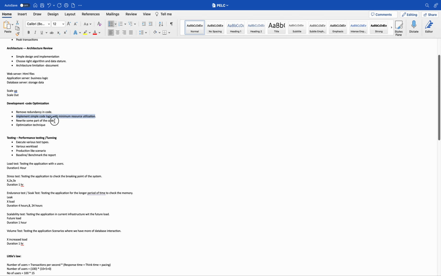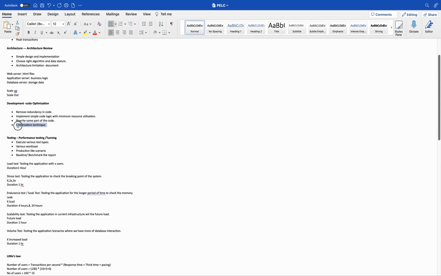Next one is to rewrite some part of the code. In this section, it is the practice of rewriting or modifying specific sections of the software program to improve the performance, readability, and maintainability. This can be part of a broader effort to enhance the overall quality of the code base.